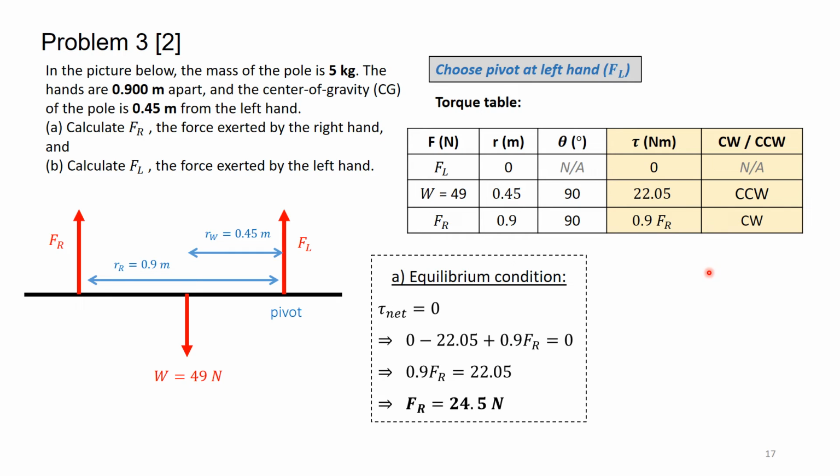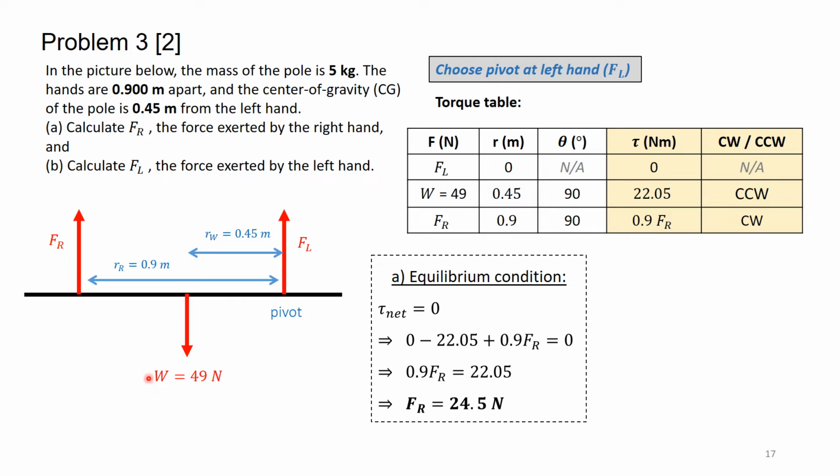So now that you have all the torques, you add them up and set them equal to 0. So use the equilibrium condition. Net torque equals 0, and net torque is just all these torques added together with the correct signs. Counterclockwise is negative, so you put a negative 22.05 in the calculation. Then clockwise is positive, you put 0.9 Fr in the equation. Then rearrange, solve for Fr, you get 24.5 newtons. So that's how much force is exerted by the right hand, 24.5 newtons.